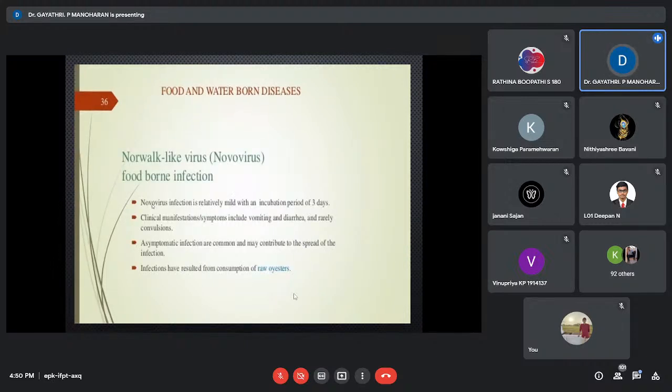The next one is norovirus. Norovirus infection is relatively mild with an incubation period of only 3 days. Clinical manifestation or symptoms include vomiting, diarrhea, and rarely convulsions. Asymptomatic infections are common and may contribute to spread of the infection.